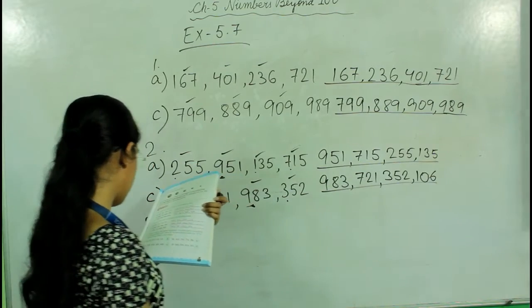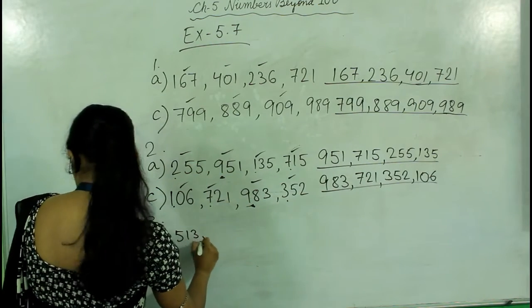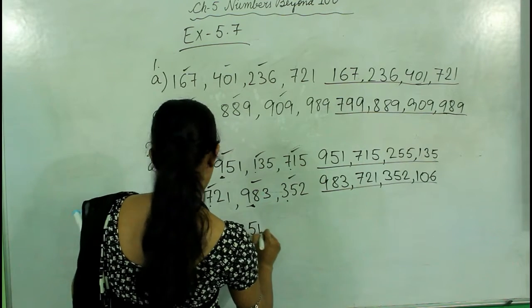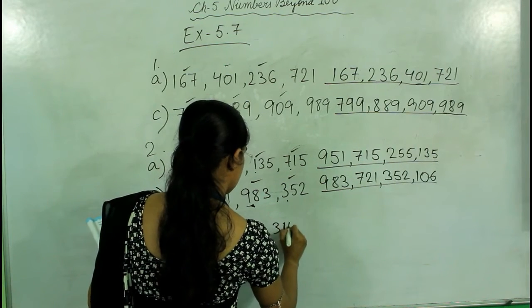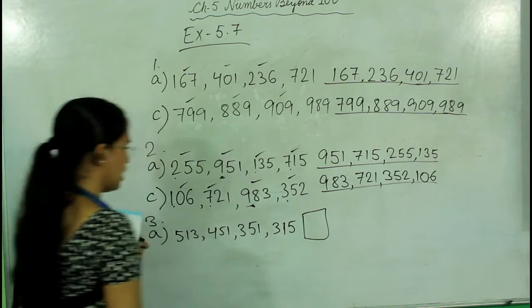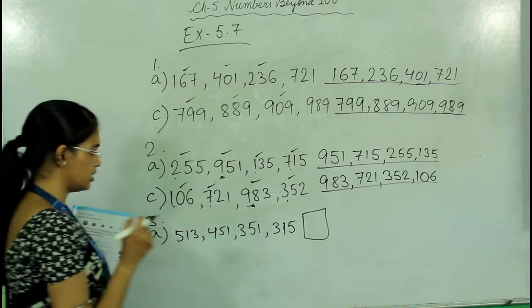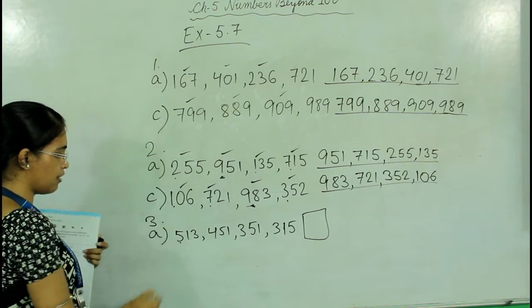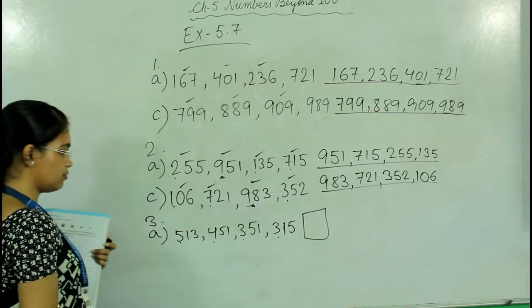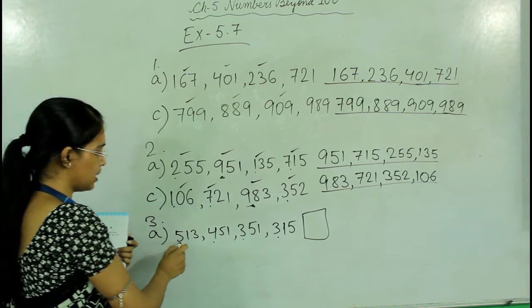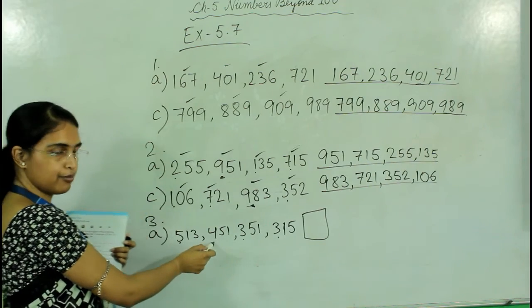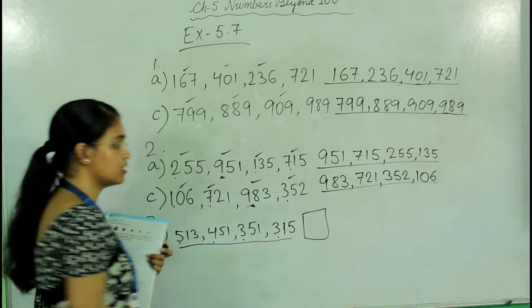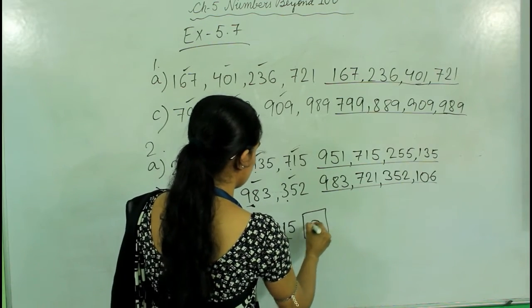3a. The numbers are 530, 451, 351 and 350. Now we have to check whether they are arranged in ascending order or descending order. So we check the hundreds place. Here we have 5, 4, 3, 3. That means 5 is the bigger number. After 5, 4, then 3, then 3. That means it is arranged in descending order. So we have to write D.